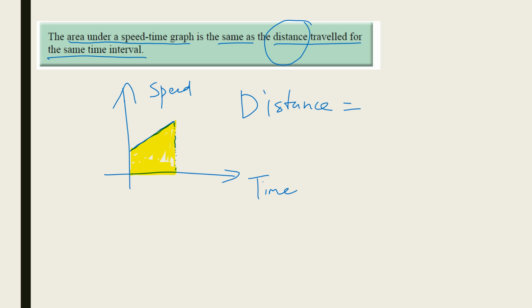So you must know the shape of the area under the graph, not above the graph, not at the side of the graph, but under the graph here. Yeah, you can see here. So it depends on the shape. What shape is this? It's a trapezium. So you find the area of the trapezium.